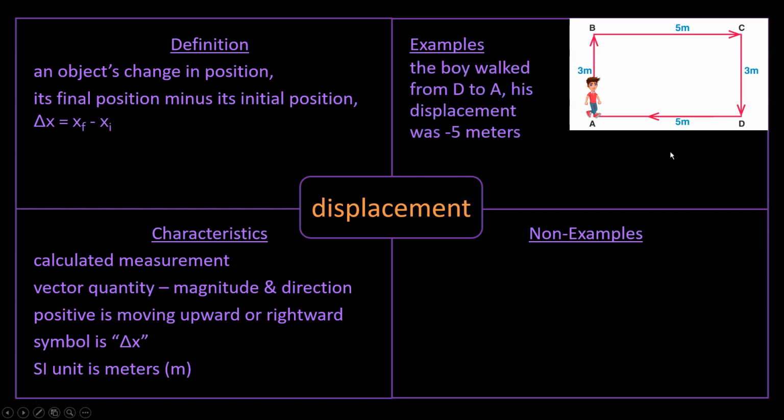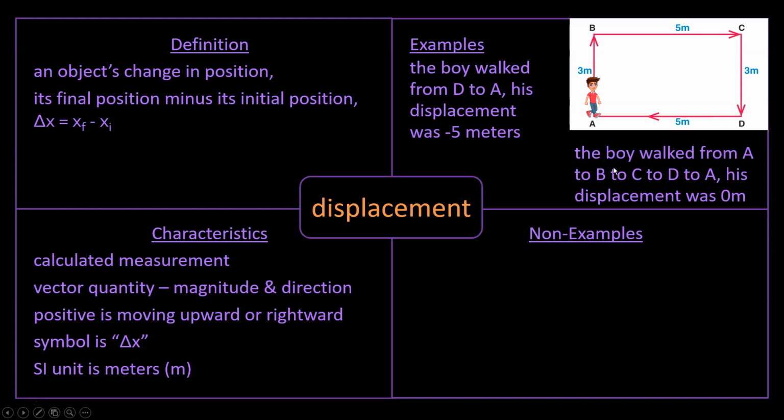Some examples. Here, the boy walked from D to A. His displacement was -5 meters. So the boy started here at D and walked to A. This diagram is showing that the distance between D and A is 5 meters. He was walking leftward, so his displacement was negative, meaning leftward, 5 meters. Here's another example. The boy walked from A to B to C to D to A. His displacement was 0 meters.